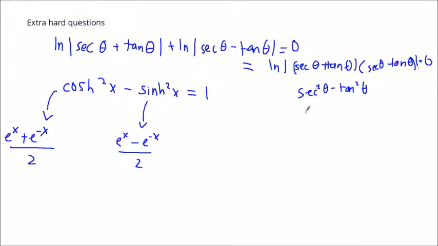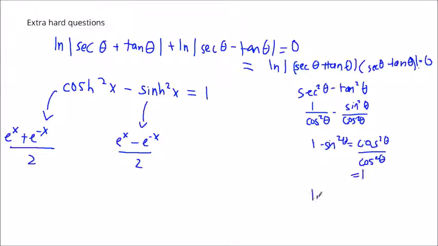So sec squared theta minus tan squared theta. That's 1 over cosine squared theta minus sine squared over cosine squared. And then this is easy enough to prove. 1 minus sine squared is equal to cosine squared. So cosine squared over cosine squared is equal to 1. So ln of 1 is equal to 0. And that's correct.